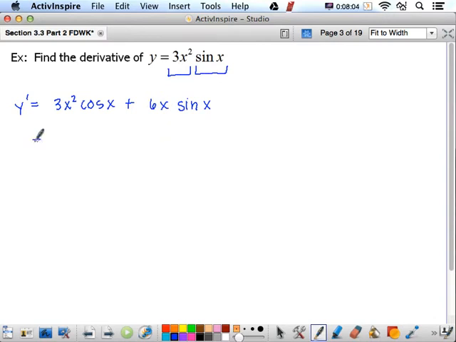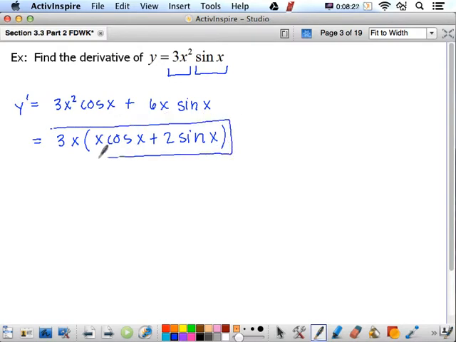So what can I take out of both of these guys? A 3 and an x. All right, so if we take a 3x out, we're left with 1x times cosine of x plus 2 times sine of x. And that's our final derivative. That could not have been done if we didn't know how to use the product rule.